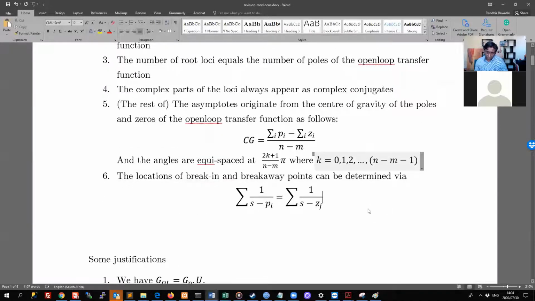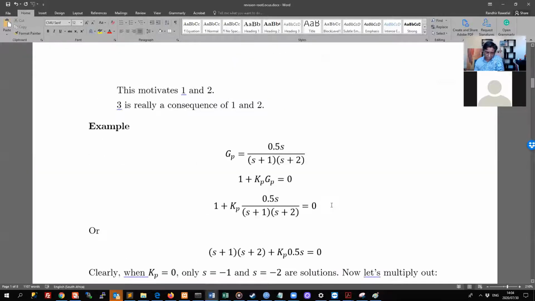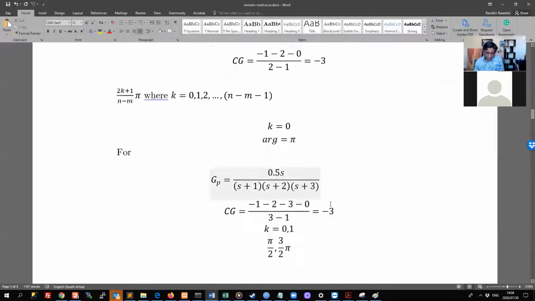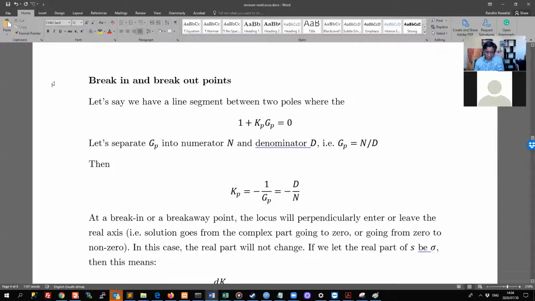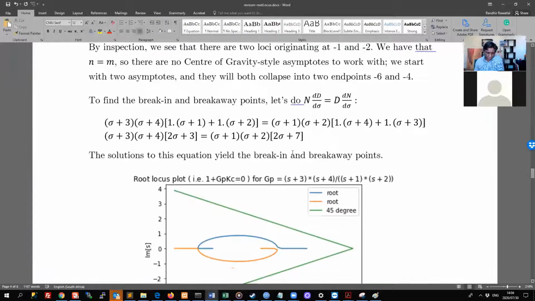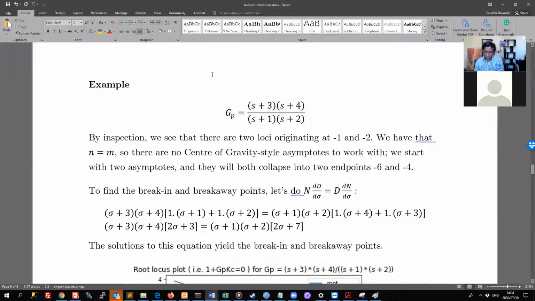Right, now let's look at another example where we don't have these kinds of asymptotes. I'm looking for an example where we have break-in and breakout points. And again, we'll start with the example and come back to the development. But here, let's say we have a function like this, right? S plus 3, S plus 4 over S plus 1, S plus 2.